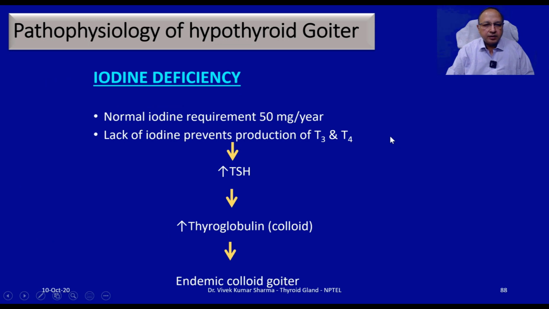What is the pathophysiology of hypothyroid goiter? In the iodine deficiency condition, the lack of the iodine prevents the production of the T3 and T4. So this causes, via the feedback, there will be increase in the synthesis of TSH hormone from the anterior pituitary. So it will keep on stimulating the thyroid gland, and that leads to the colloid accumulation and there is an increase in the thyroglobulin and the colloid accumulation, and this will lead to the endemic colloid goiter.